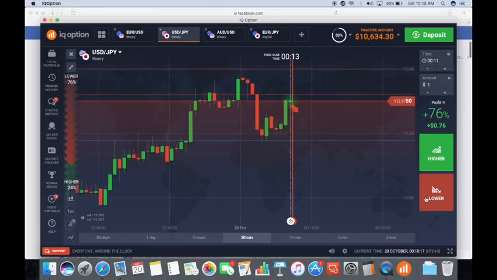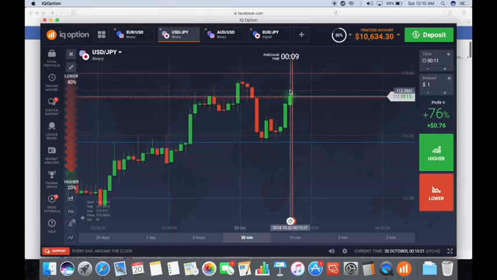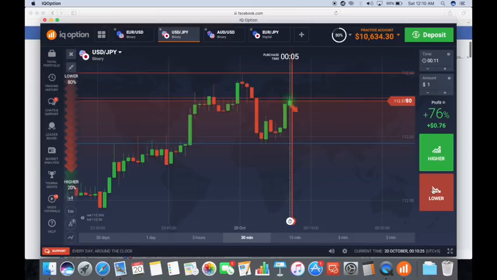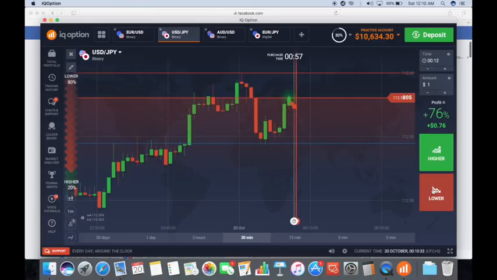I'm just waiting for it to enter the supply zone, and once it enters here, I will look for a weakness. I will look for a strong rejection, a little rejection, and I think I should have. All right. I lost the purchase time.